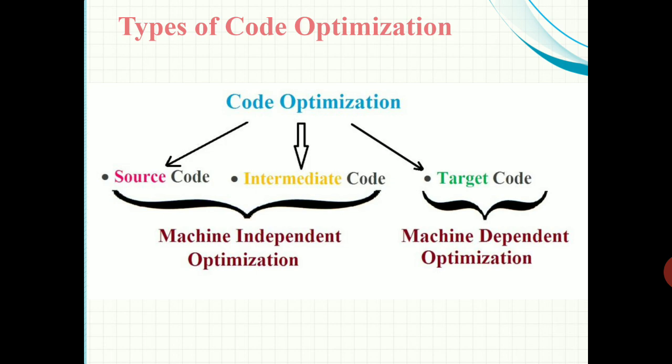The source code optimization is done by the programmer, for the programmer's convenience. We are using some techniques to optimize the intermediate code. We will see it.